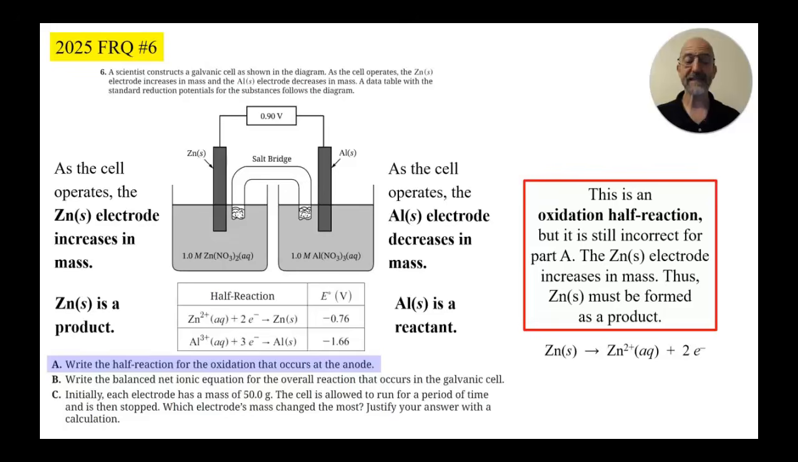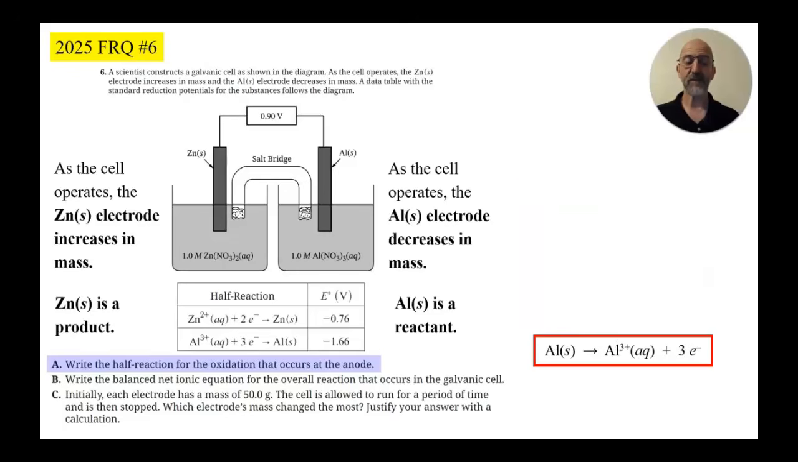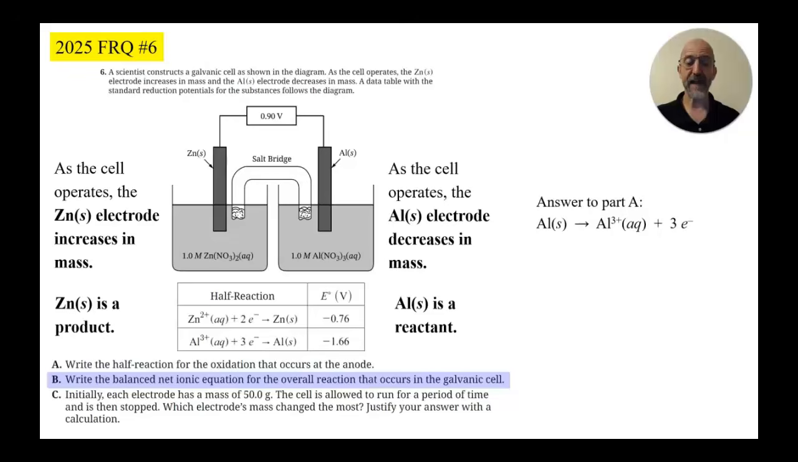If I put zinc solid on the left as a reactant, that's not going to explain why the zinc electrode actually gets heavier. So solid zinc must be formed as a product because they told us that the mass of the zinc electrode increases in mass. So where's my oxidation reaction? It's not going to involve zinc. It's going to involve aluminum. So there's my aluminum changing from a solid to the aqueous ions, and I've got 3 electrons involved in that half reaction. Now, moving on to the next part.